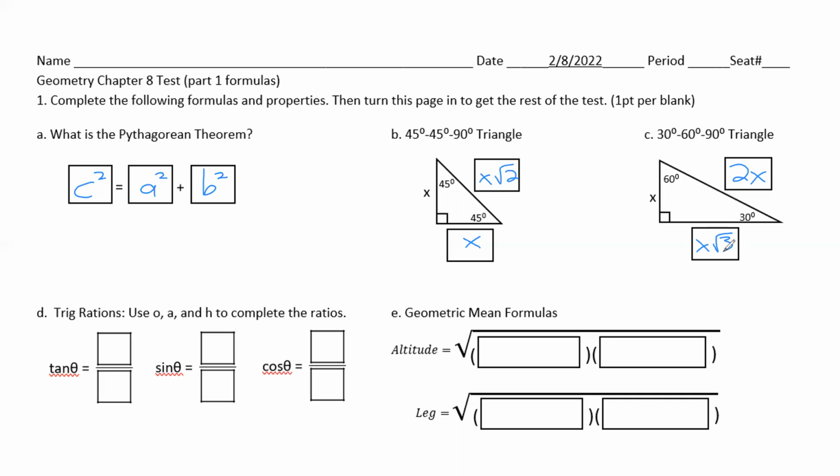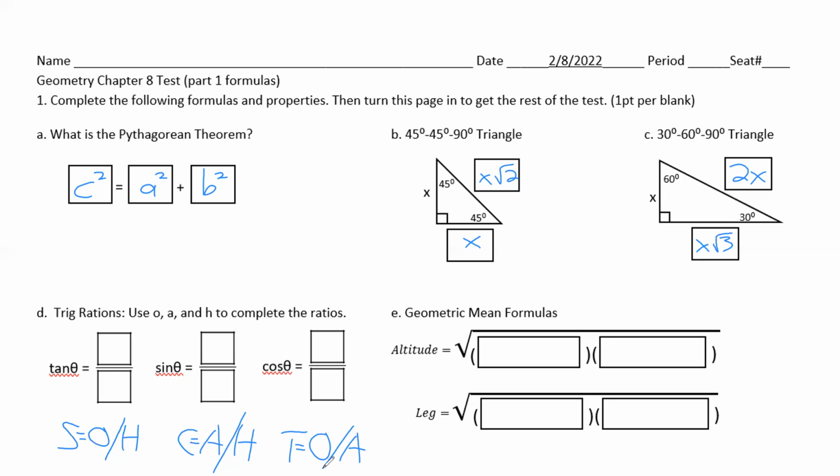On D, we have the trig ratios. Now notice they're scrambled. I highly recommend you list out SOH CAH TOA first somewhere on that paper. So again, some old hippie caught another hippie tripping on acid. This means sine equals opposite over hypotenuse, cosine equals adjacent over hypotenuse, tangent equals opposite over adjacent.